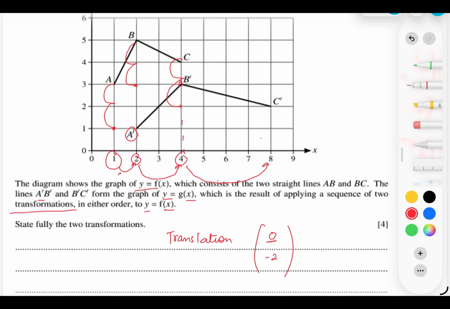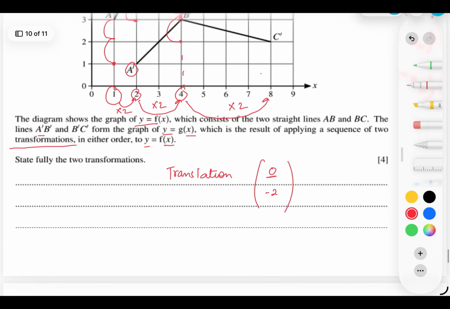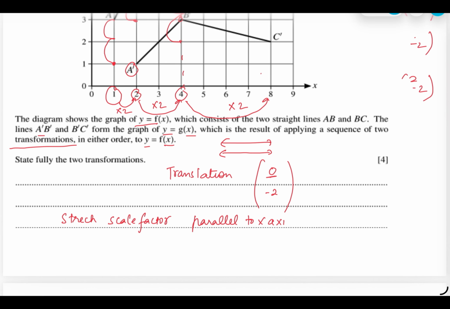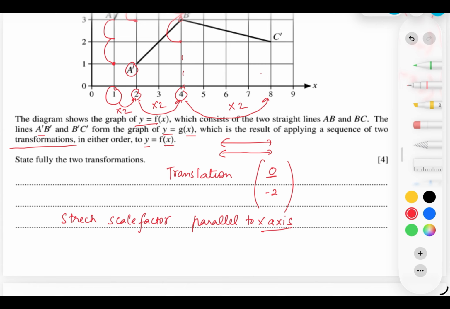Can you see 1 has become 2 by multiplying by 2? 2 became 4 by multiplying by 2. And 4 became 8 by multiplying by 2. So it is clear that there is a stretch by scale factor 2. Okay, and what is the direction? Because it is horizontal stretch. Horizontal stretch is parallel to x-axis. So I will write parallel to x-axis. I hope you understood this concept, learners.